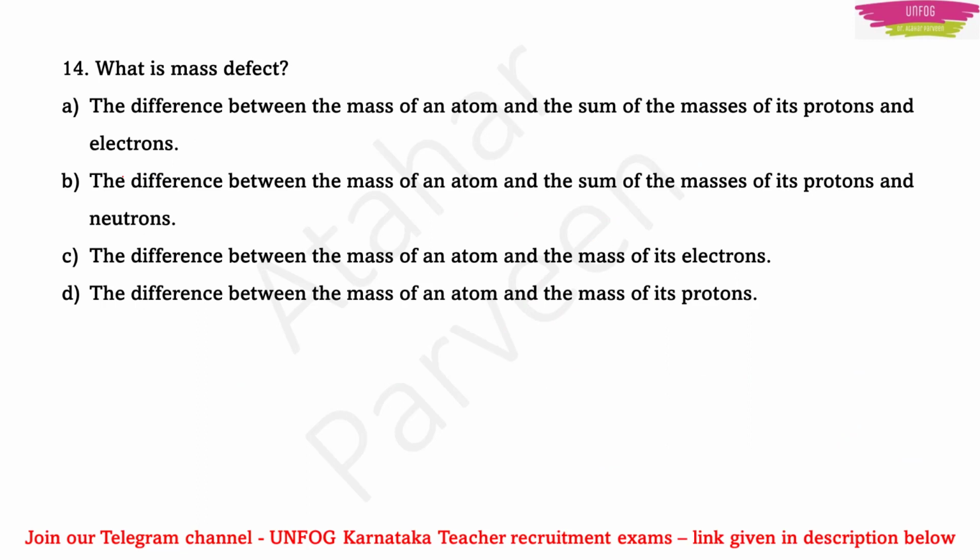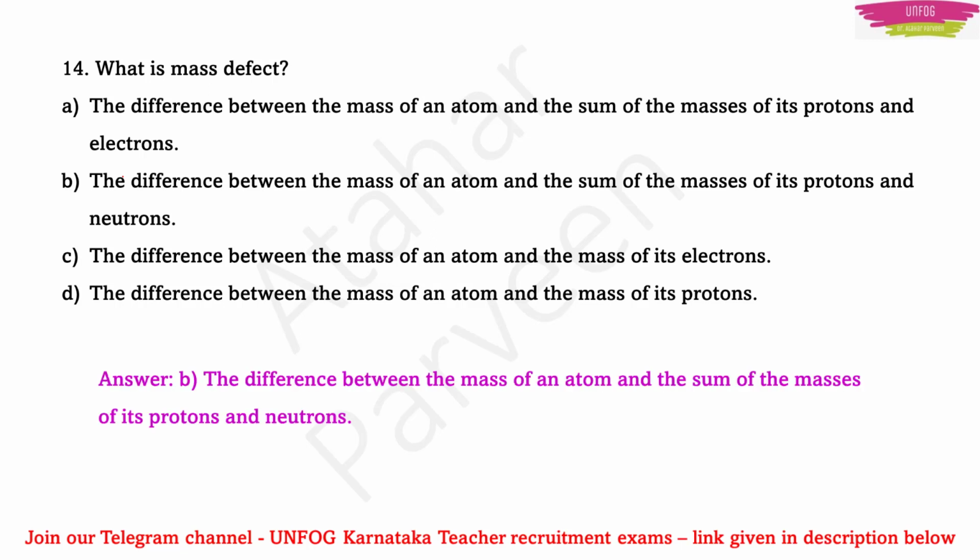Next question. What is mass defect? So you have to read out the options very carefully and then you have to answer the question. You know the definition of mass defect. It is a difference between mass of an atom and sum of the masses of its protons and neutrons. Okay. So option B will be the correct answer.